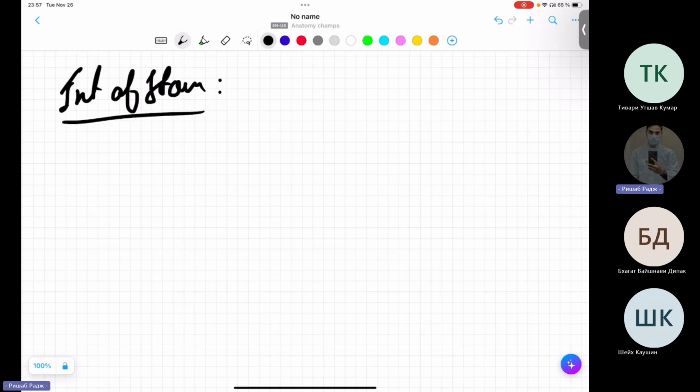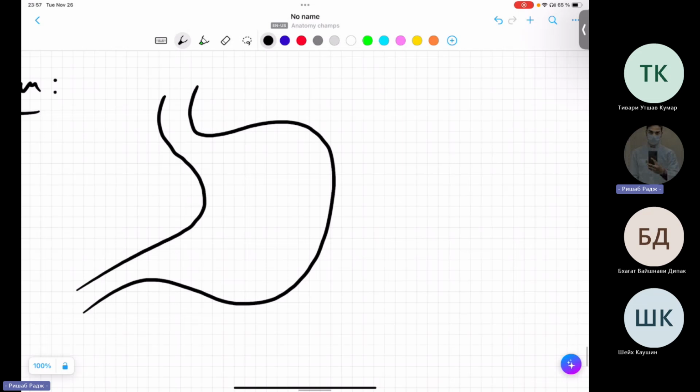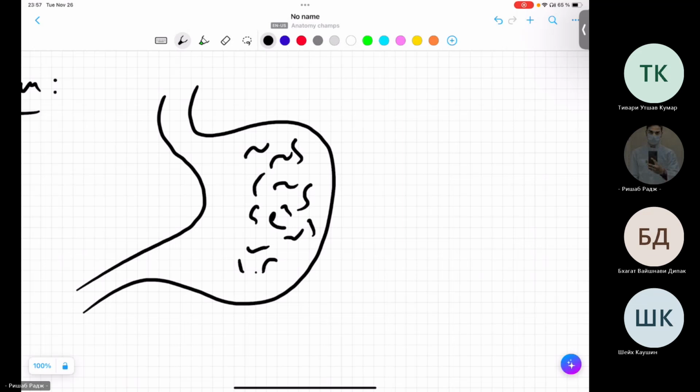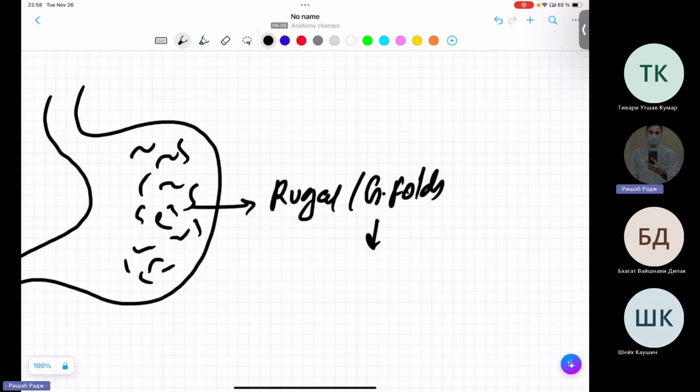What are the things which are present inside the stomach? If this is your stomach, it will have internal folds. What is the name of the internal folds? Tell me. You have rugae or gastric folds. These are the distensions.